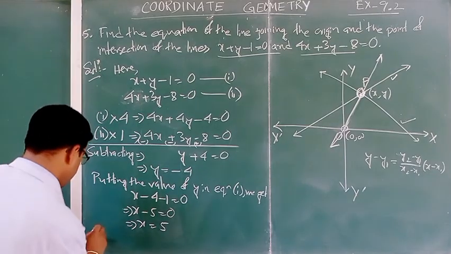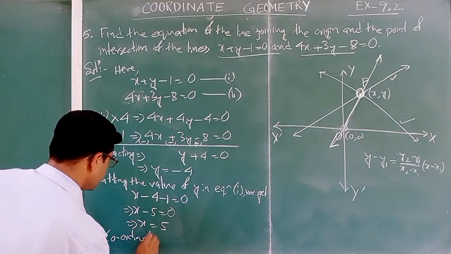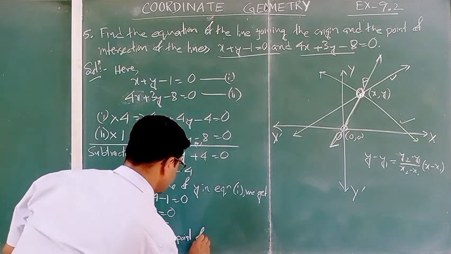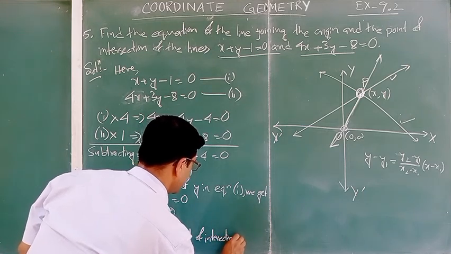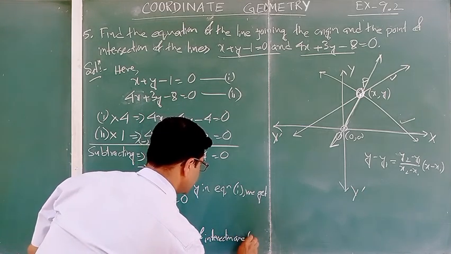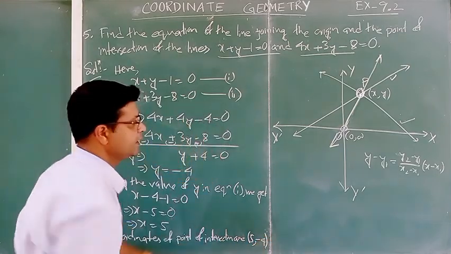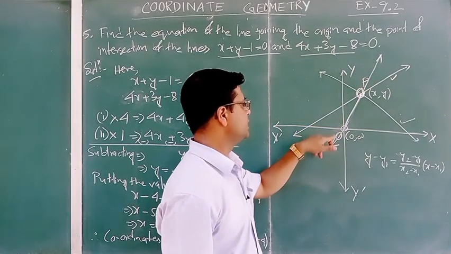So therefore the coordinates of the point of intersection are: the x coordinate is 5 and the y coordinate is minus 4. Here we have got the values of x and y. Now let us find the equation of this straight line.